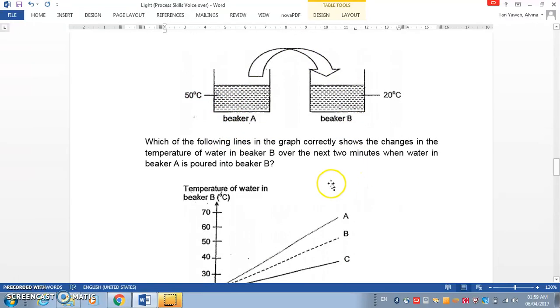And we're going to ask, what is the change in the temperature of the water for all the water in beaker B? As we all recall, heat flows from a higher temperature to a lower temperature. Since the water in beaker A has a higher temperature at 50 degrees Celsius, the heat is going to flow from this 50 degrees Celsius to 20 degrees Celsius. So this means that the water in beaker B is going to heat up slowly over time. Therefore, the temperature should increase. So let's look at the graph below.